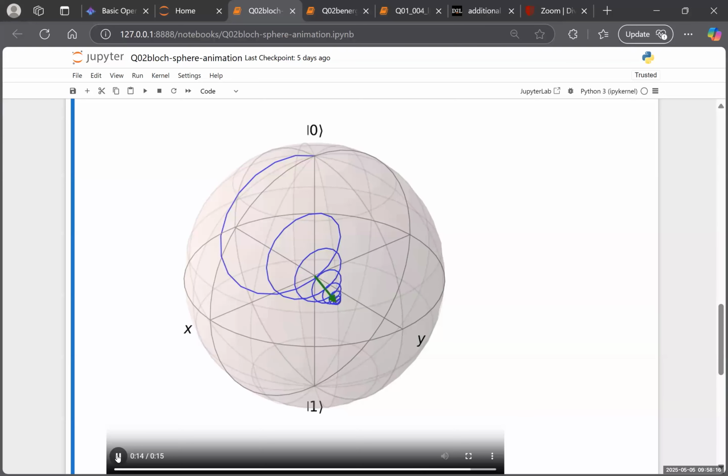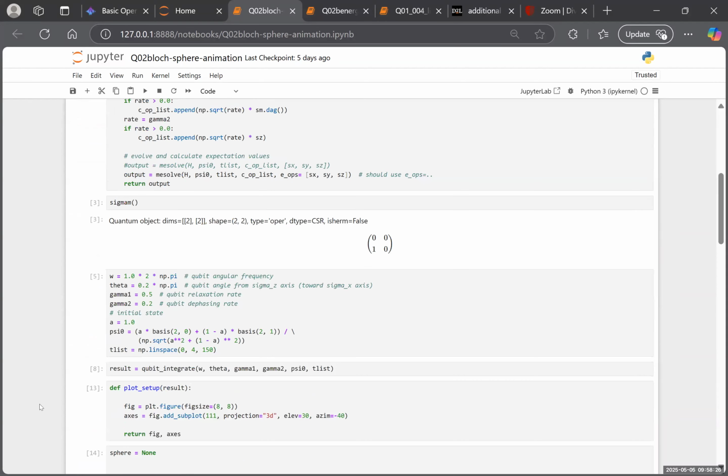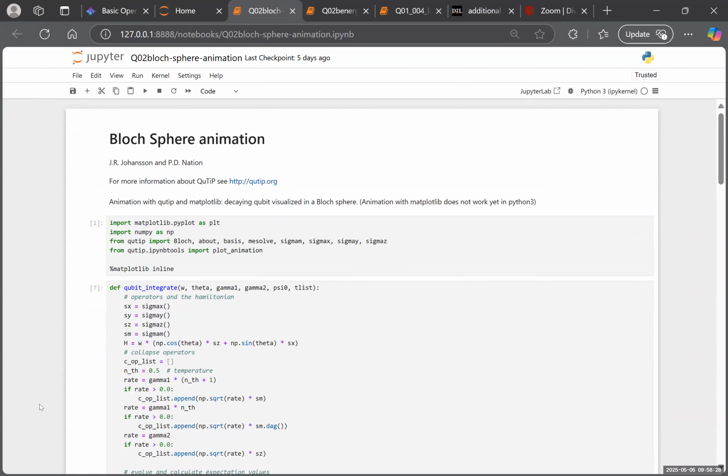And it seems to reach a steady state. Okay, so that's this notebook. So this you can combine. I think you can combine with QuTiP. You could combine these plotting animations with QuTiP.